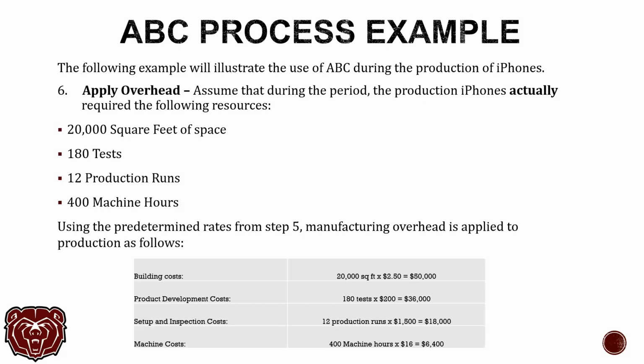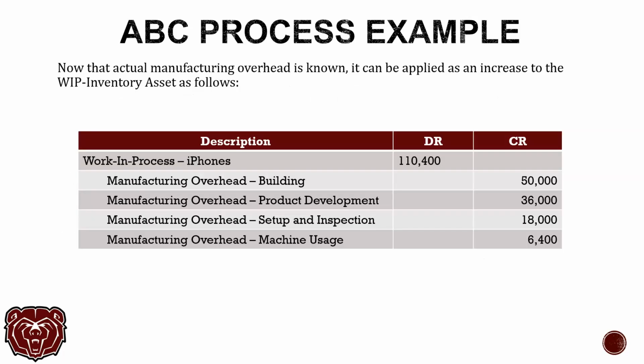12 production runs is what we actually ran, so we multiply that times the $1,500. That costs us $18,000. And then finally, machine costs. We ran it for 400 machine hours times $16. That's $6,400. So what we've done here is we use those predetermined rates from step 5, and then we are going to apply this manufacturing overhead. If you total those together, those are all going to be part of our manufacturing overhead. We're going to apply it to production or to our work in process account this way. So you have an increase to your work in process iPhones of $110,400.